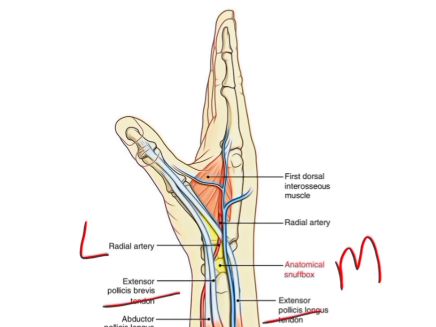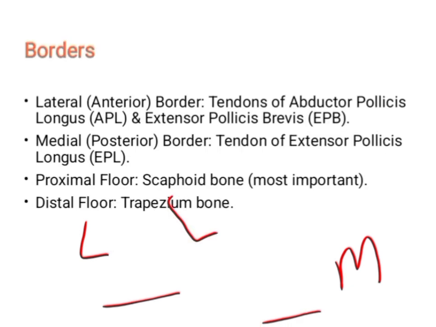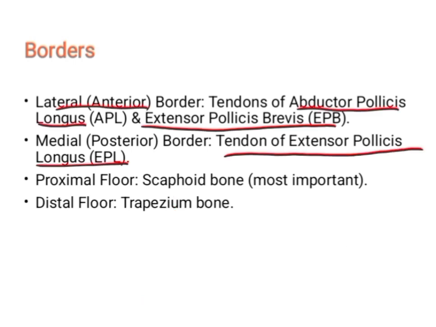Now, if you look at the floor, what is painted yellow, you see that we have the scaphoid as well as the base of the first metacarpal. The base of the first metacarpal is part of the floor as well as the scaphoid. So for the floor, we have the proximal floor and the distal floor. The proximal floor is formed by the scaphoid bone, which is the most important, while the distal floor is formed by the trapezium bone, which is also important. Then the base of the first metacarpal is located also in this floor.